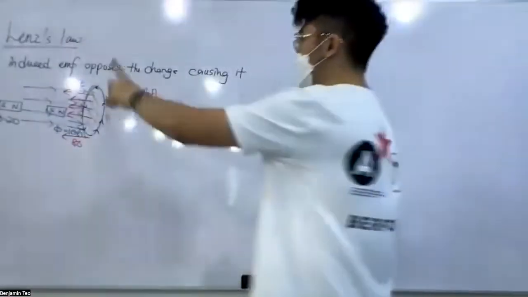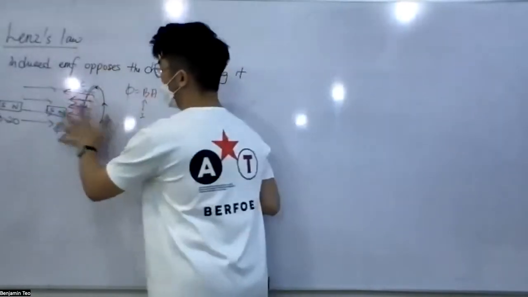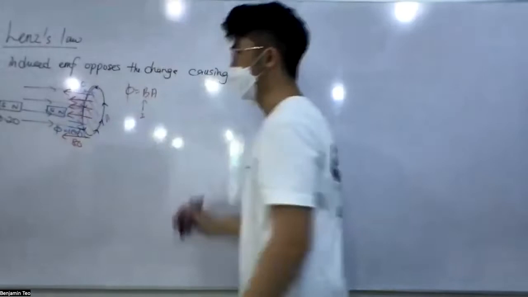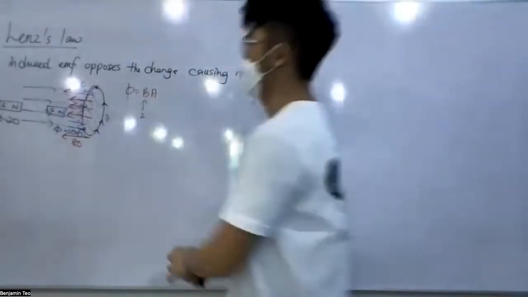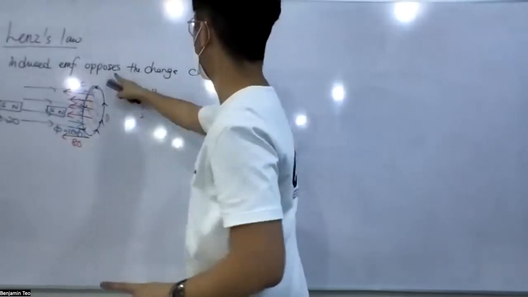Okay, so Lenz's law. This is the meaning of Lenz's law, and also it explains how a conductor is able to create a flux because of the nature of this one, opposing the change.